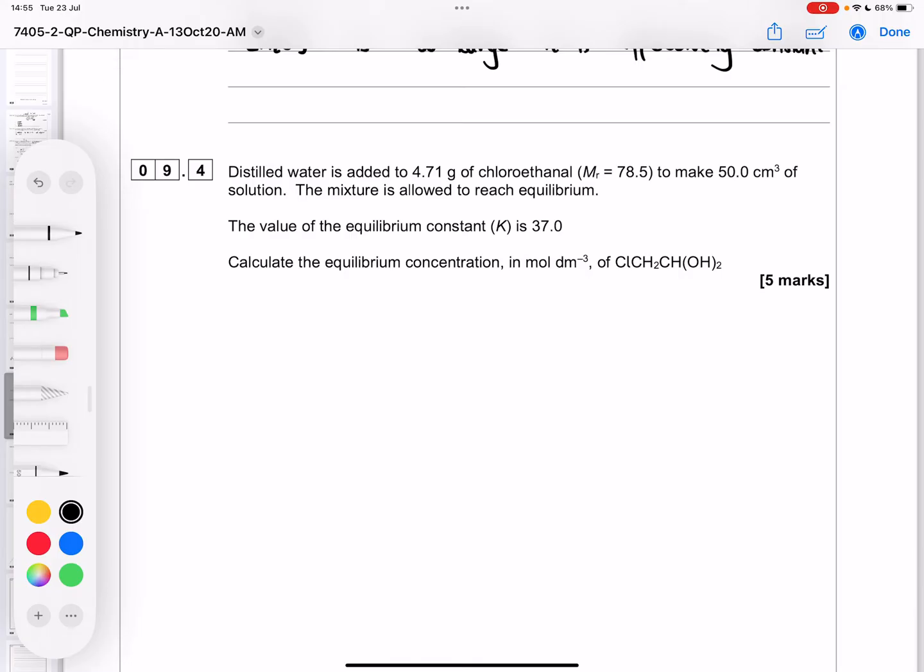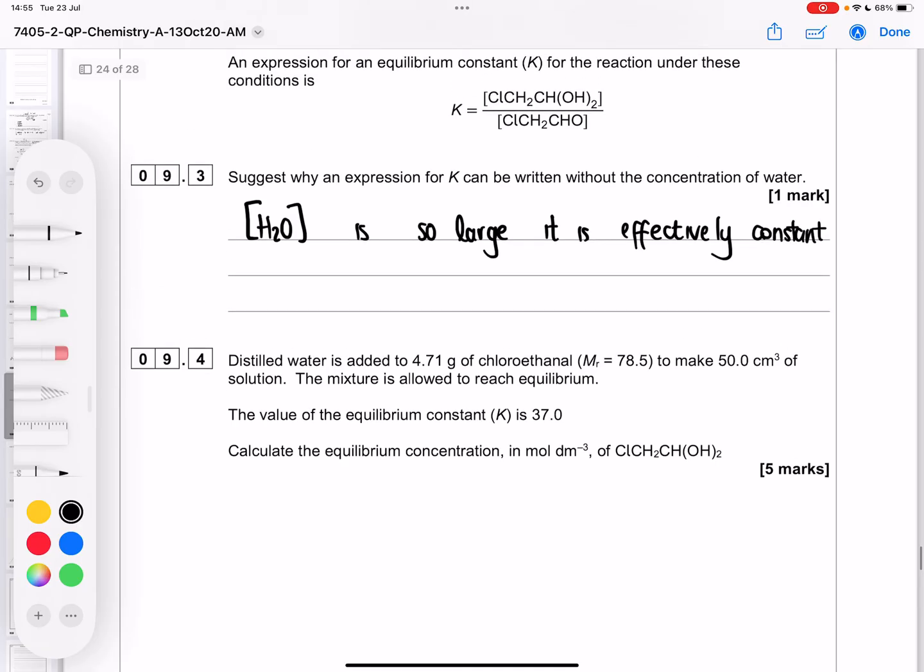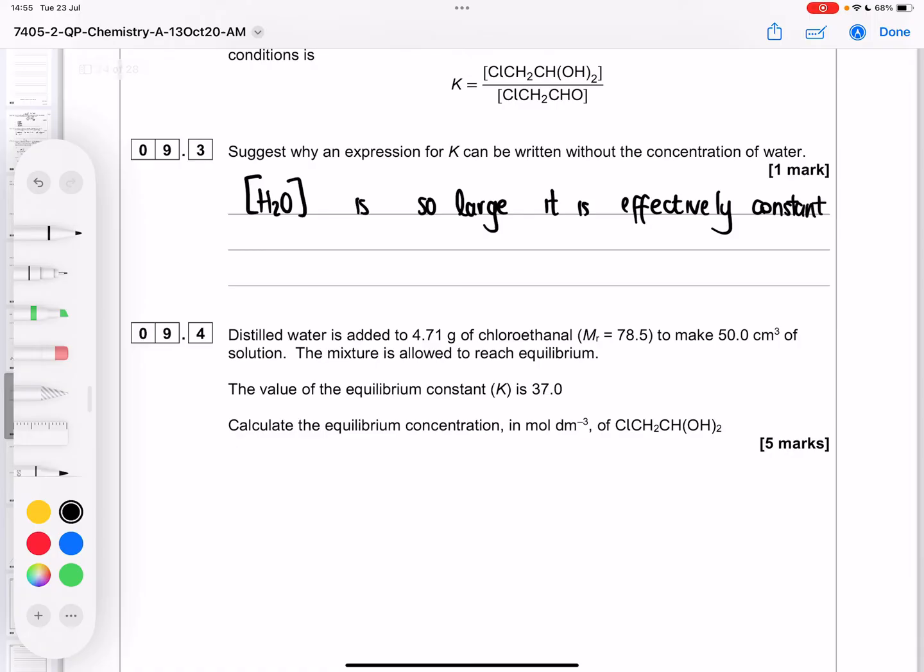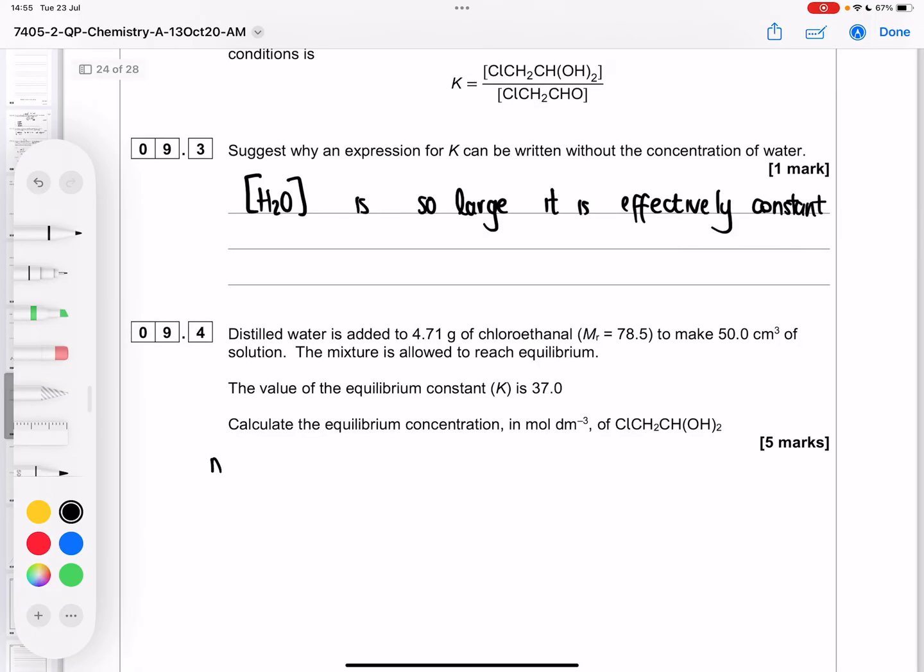Distilled water is added to 4.71 grams of chloroethanol to make 50 centimetres cubed of solution and then allowed to reach equilibrium. The equilibrium constant is 37. Calculate the concentration of ClCH2CHOH twice. Okay, so the number of moles is 4.71 divided by 78.5. So we'll work that out first. On your calculator, get 0.06.